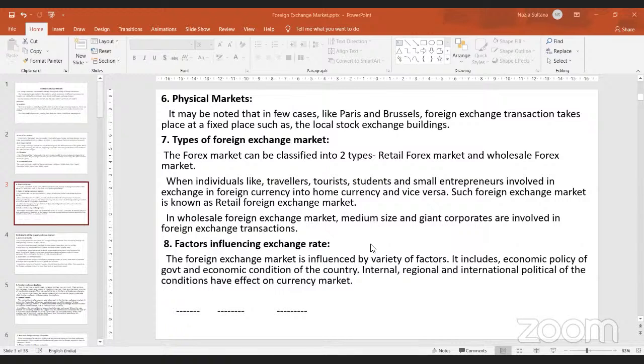Then there are a lot of factors which influence how a foreign exchange rate is determined.